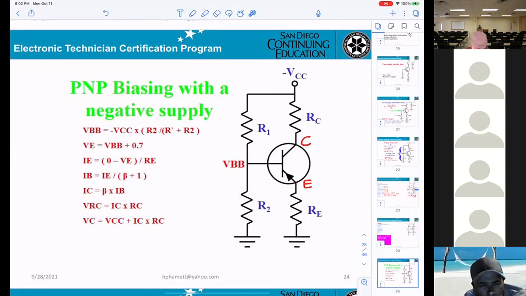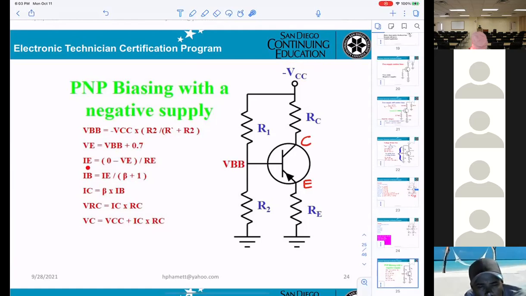You already have the VBB. That will be a negative voltage. The thing is, right here, you get a negative. So VE will be equal to VBB plus 0.7. Remember, VBB is a negative voltage.